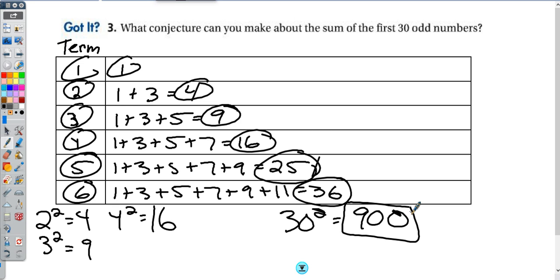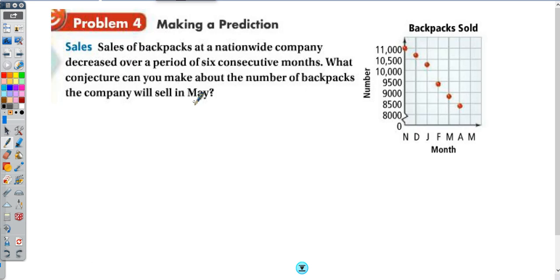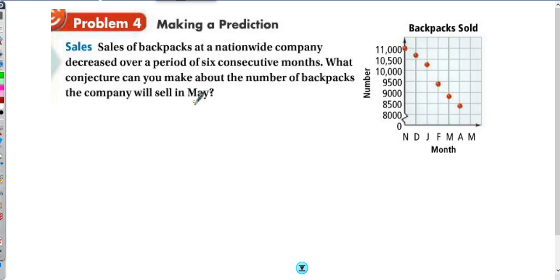Okay. So this is using a table or a graph, not a table. We just use a table. This is using a graph to predict. So this is backpack sales, which is pretty relevant because it's back to school. Sales of backpacks at a nationwide company decreased over a period of 6 consecutive months. What conjecture can you make about the number of backpacks the company will sell in May?